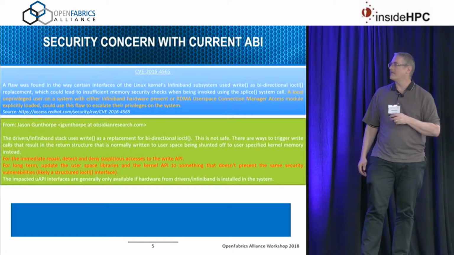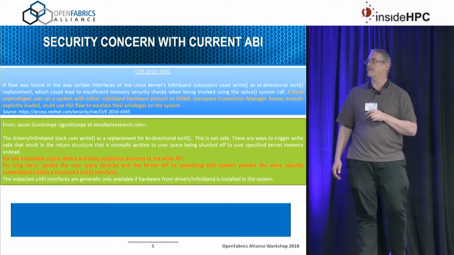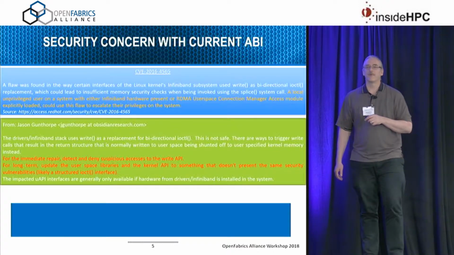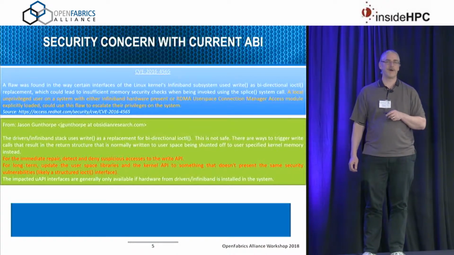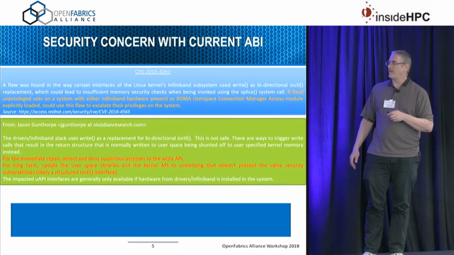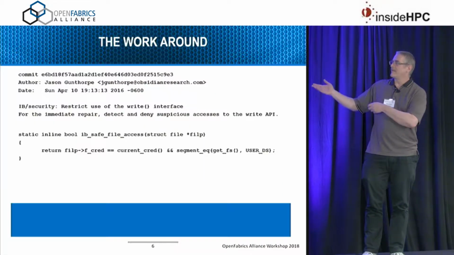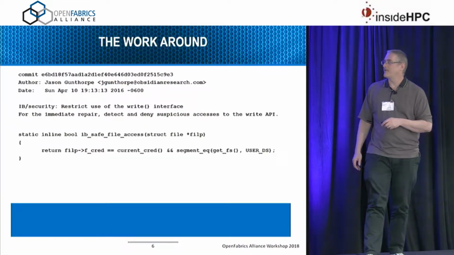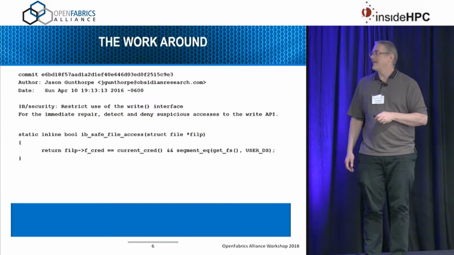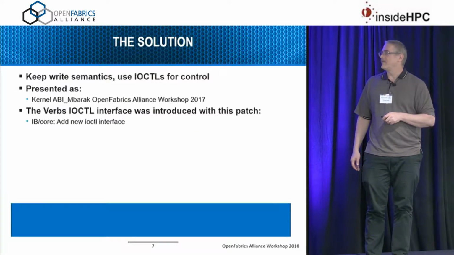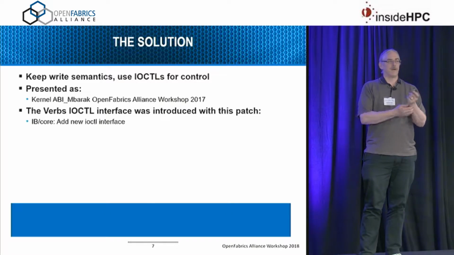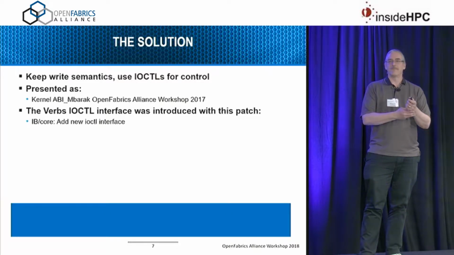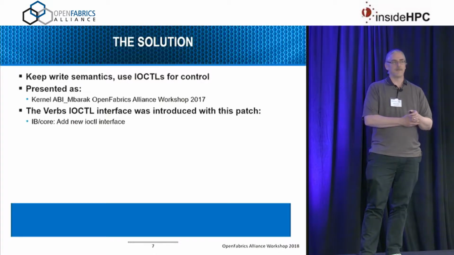As you probably are all familiar with, there's the security concern with the current ABI, where we use the write interface to pass stuff back and forth. There's a lot of information on that. The workaround Jason Gunthorpe implemented, and they decided that the new solution was that we needed to use the IOCTL interface, and Matan Barak came up with a pretty interesting solution for that, and they got implemented, and that's what we're working with.